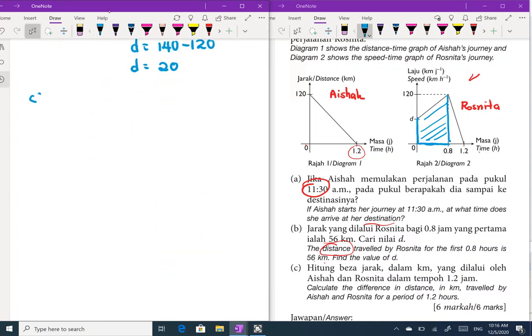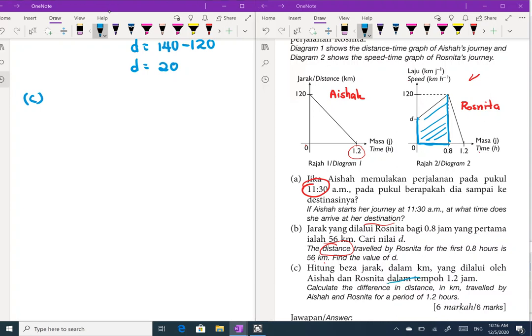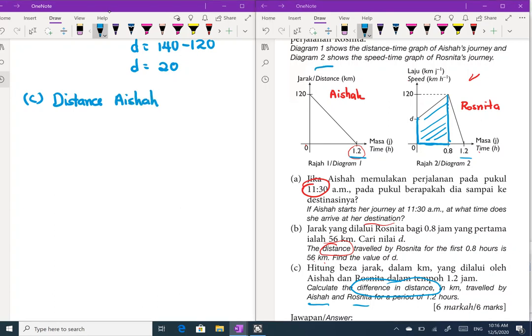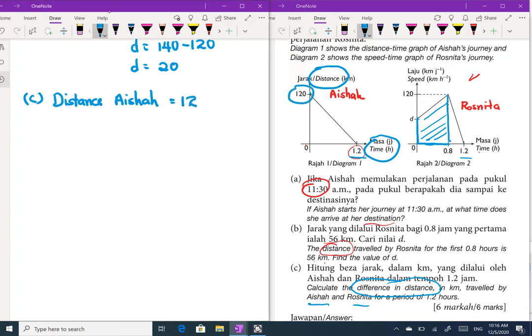Question C. Calculate the difference in distance in kilometers traveled by Aisha and Rosnita for a period of 1.2 hours. So what is the distance for Aisha? This is a graph of distance versus time. So what is the total distance? So it's 120.